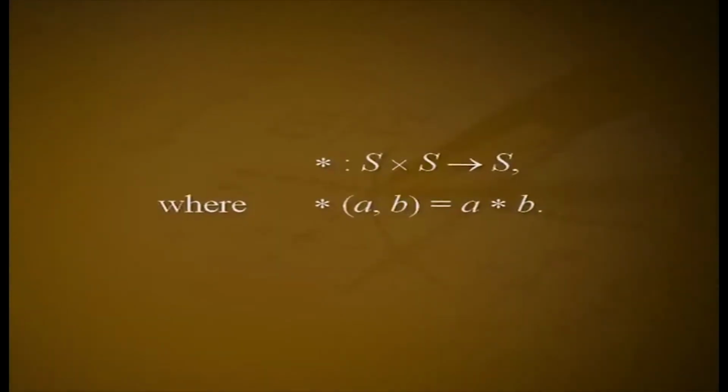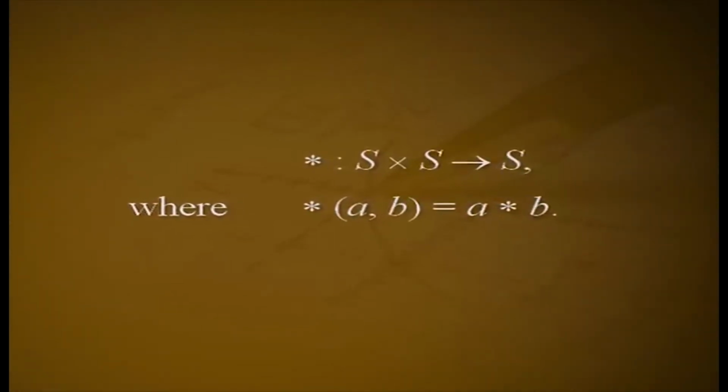Binary operations. Definition. Binary operation or binary composition. A binary operation or binary composition on a non-empty set S is a function, usually denoted by star, which associates each ordered pair (a, b) of elements a, b in S to a unique element c in S. Usually c is denoted by a star b. Thus, a binary operation star on S is a function star from S cross S to S, where star(a, b) is equal to a star b. If star is a binary operation on a set S, then S is closed under the operation star.